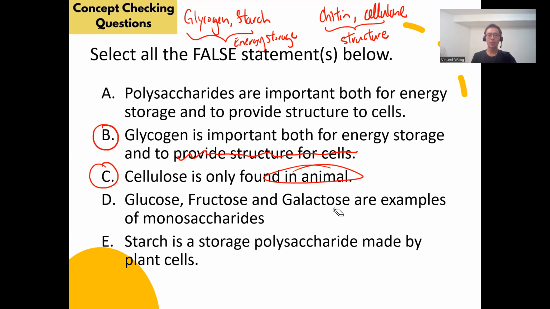Glucose, fructose, galactose are examples of monosaccharides. We wrote that down on the previous slide. Starch is a storage polysaccharide made by plant cells. That is also correct. So the answer would be B and C. For multi-select questions, you have to choose all the correct answers to get full marks. They are 2 marks each.